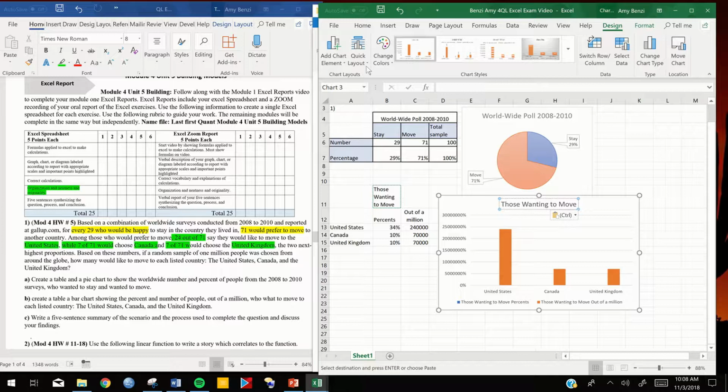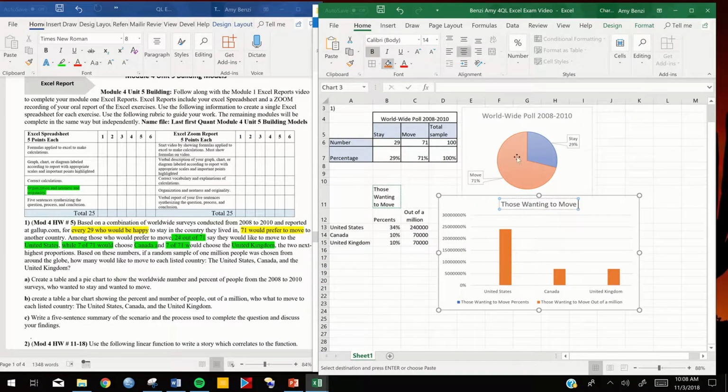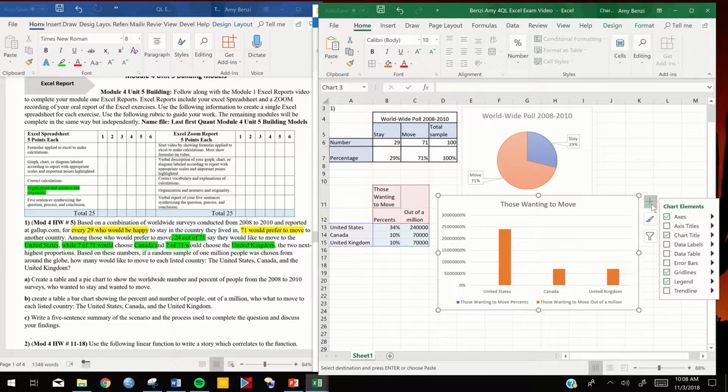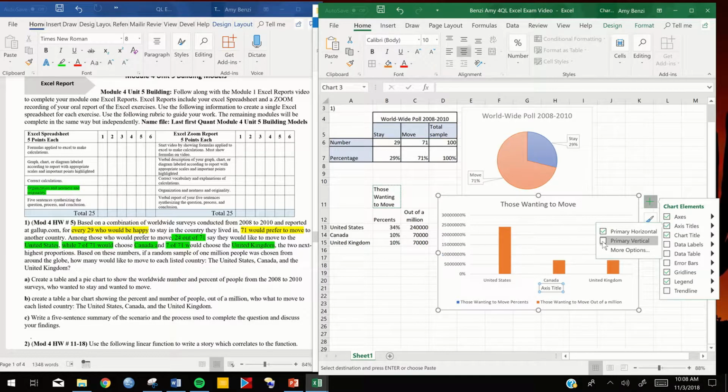And I guess I'll also add some axes titles. Add a title to each axis, or add axes titles.